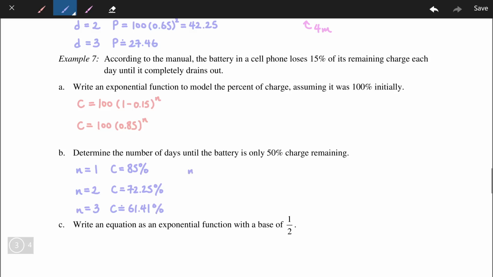So when n equals 4, we get c is approximately 52.20%. And one more day, we will have the 5th day, and that's when the charge is below 50%. It will be 44.37%. So the closest number of days would be 4 days.